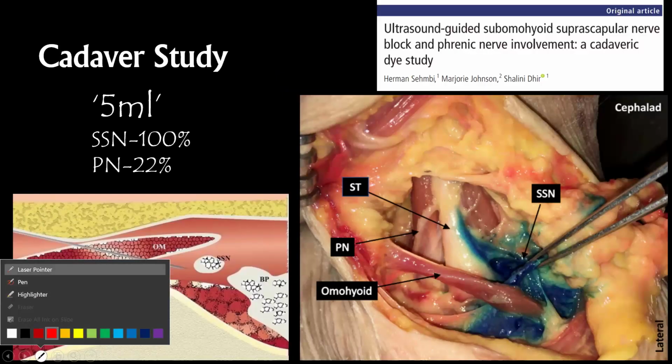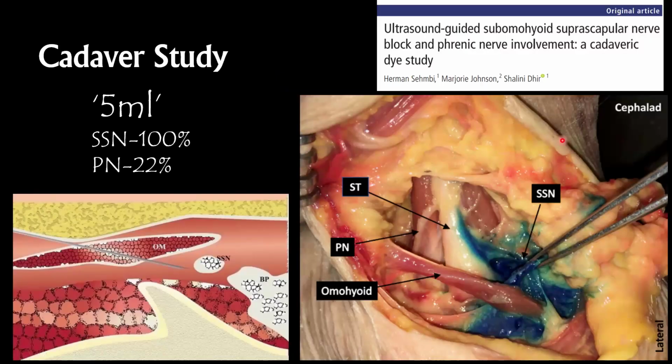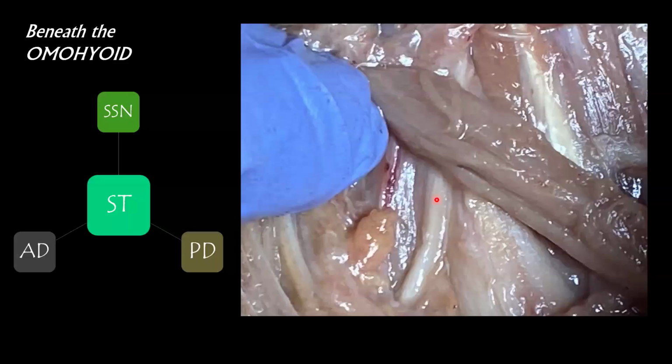the suprascapular nerve. Sorry, this is a separate study, the suprascapular nerve. Anyways, we are going to also look into this. They found that it ascends until the level of C5 without any staining of the phrenic nerve. Now, what is the suprascapular nerve?